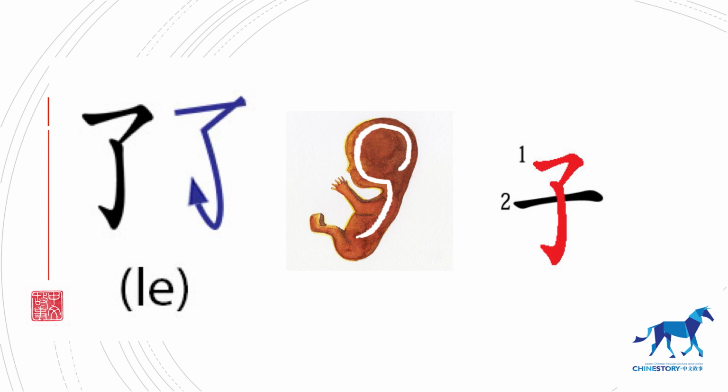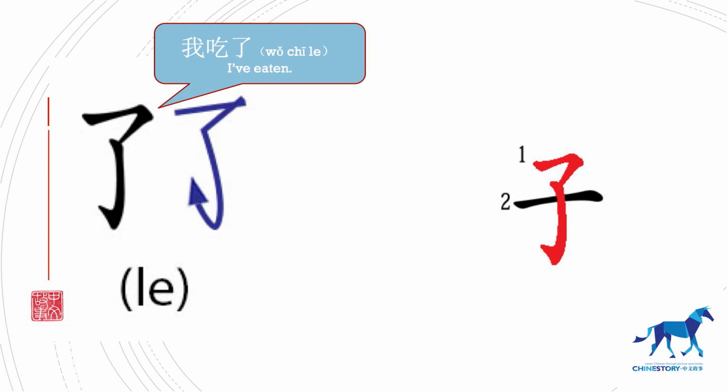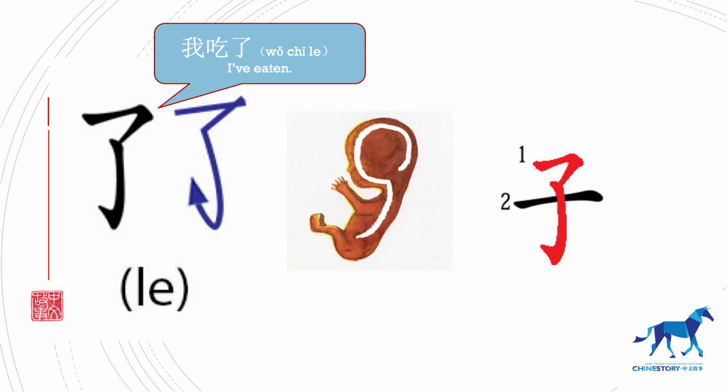Wait a minute. When I was studying in my Chinese 101 class back in college, we were only taught to say le as in 我吃了, which means I've eaten. I never knew it originally means baby was already born. I guess it does make sense now because baby was already born, the action is already completed. Therefore, le becomes the indicator for action completed.